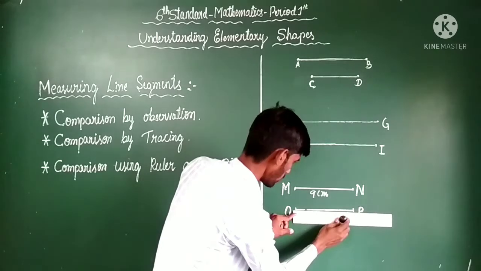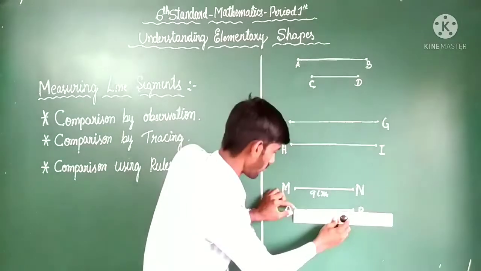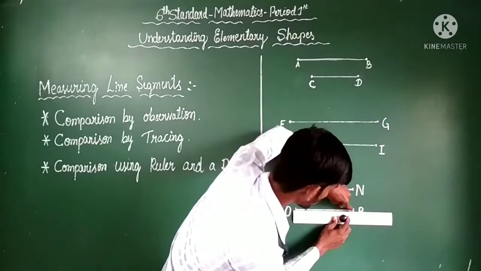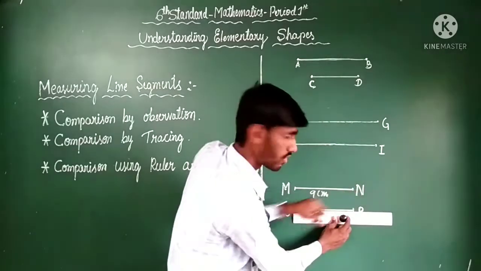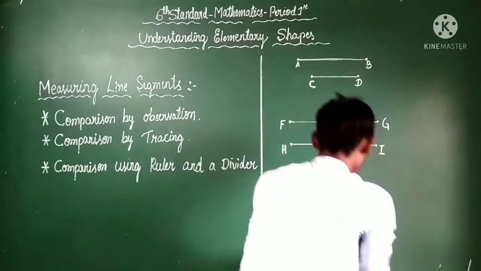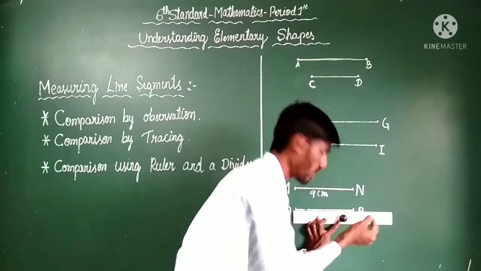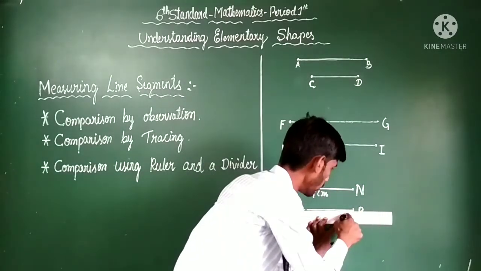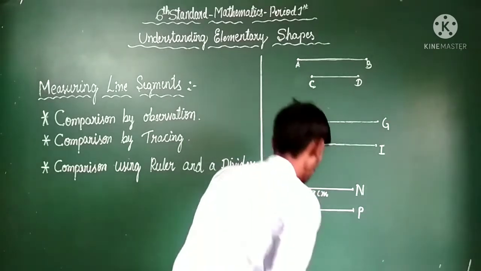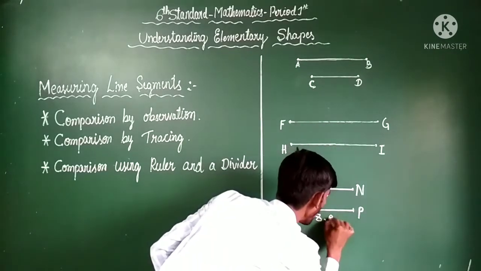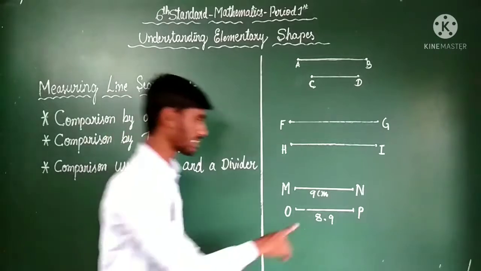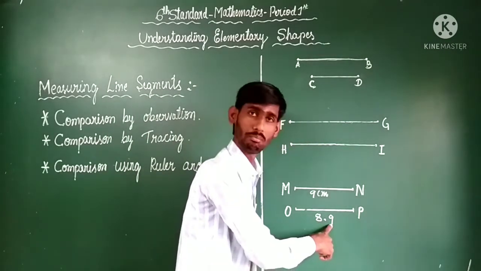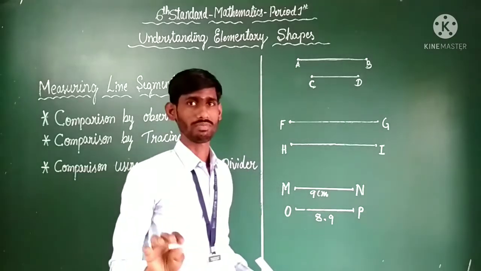0 must coincide with the first point. Okay, this is the first point. Yes, dear children, it is not exactly 9. Actually, it needs to complete one more division. So 8 centimeter, 9 millimeter. So 8.9. 8.9 indicates 8 centimeter, 9 millimeter. I hope it's clear.